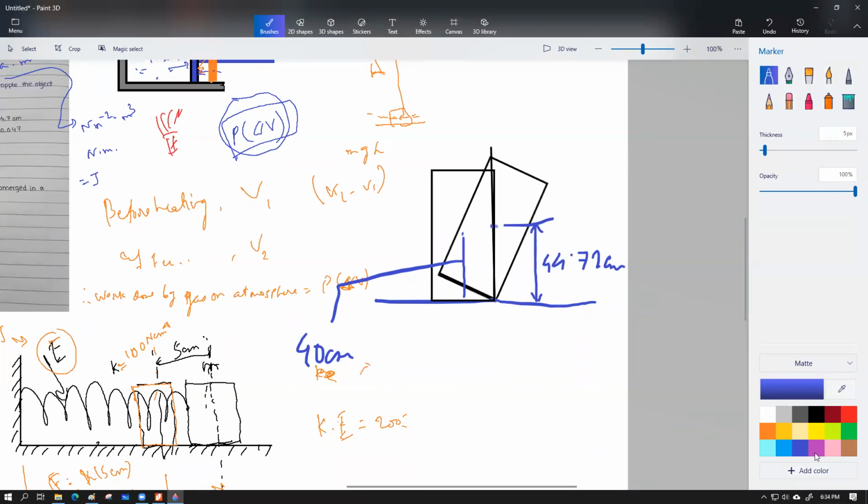Let me just label this with maybe red. This is the diagonal, right? This is the total diagonal.